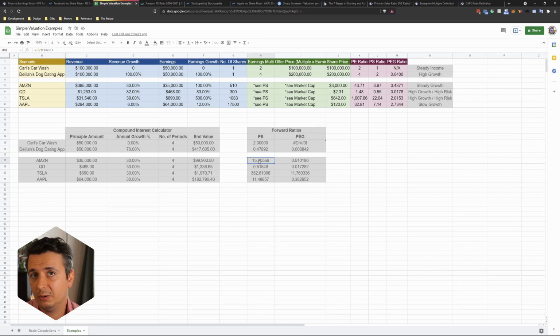This means that the forward PE, so even though the PE ratio here is quite high, the forward PE for Amazon is only 15. So by looking at that, and if we were to trust this forecast, we would know that Amazon will, and the term here is, grow into the valuation that the market has given it, because this is pretty damn cheap for a company that's growing this fast and is that size.